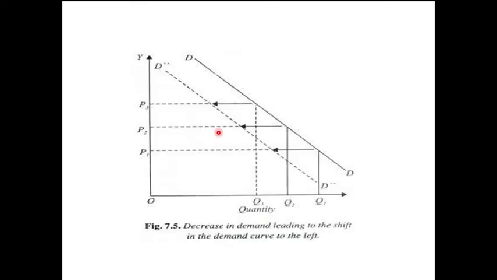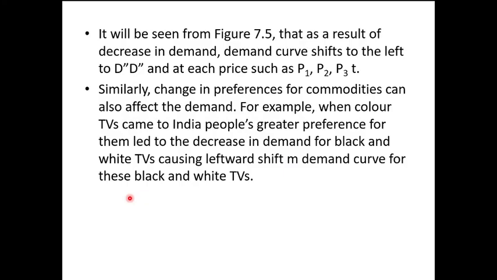So this is a diagram where you can see that DD is the original demand curve. When demand falls, the demand curve shifts to the left side. Clear? When demand decreases, the demand curve shifts to the left side. By this time you can also say that the quantity of the commodity demanded and the price may also change.